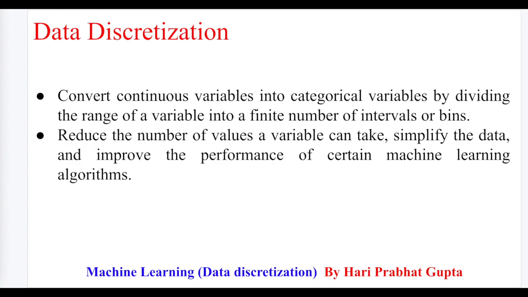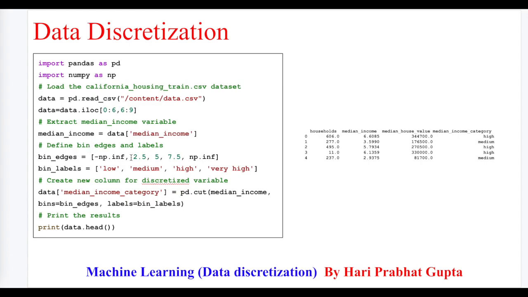So what is the advantage of this? It reduces the number of values a variable can take, simplifies the data, and improves the performance of certain machine learning techniques. So here, assume the income. Income has a range between, say for example, 0 to 10, and we want to categorize the income into subclasses. One is low income, another is middle. If your income is less than 2.5, you can say this is low income. If your income is near 2.5, that is middle income. If your income is 5, then it is high income.